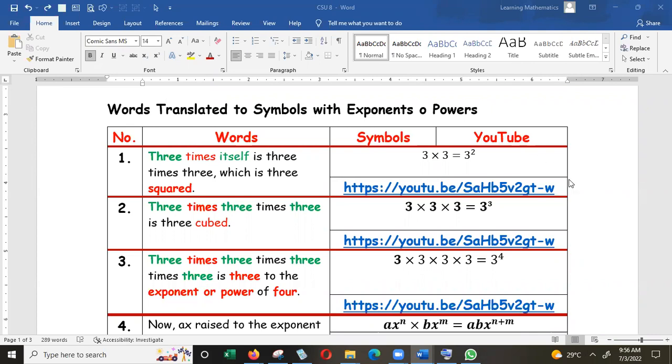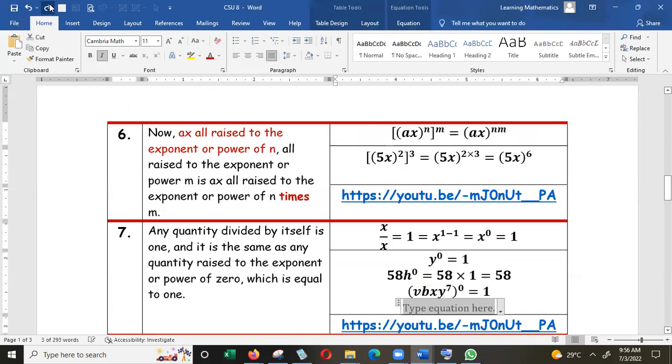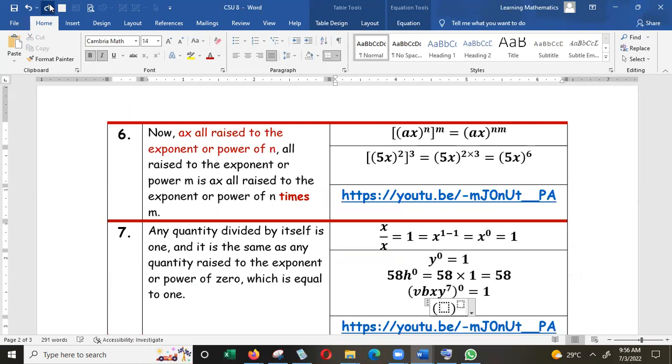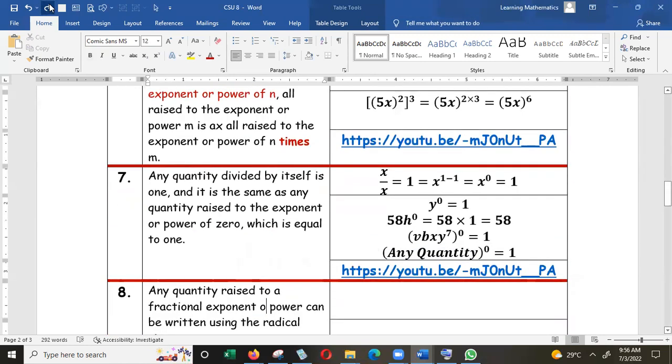Words translated to symbol with exponents or powers. But there's another word we can use, indice or index. Now we can recall that we said that any quantity divided by itself is equal to 1. Therefore, any quantity raised to the power of 0 is equal to 1. So we can actually write that down. Any quantity raised to the power of 0 is equal to 1. Here it is. Please bear that in mind. You can even write that down now. You can scribble that in your notebook.